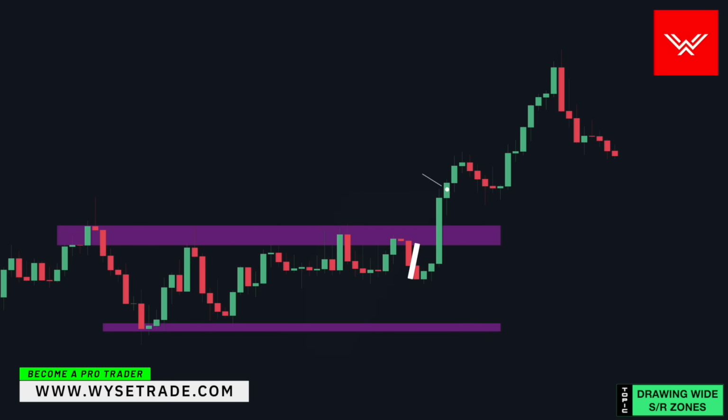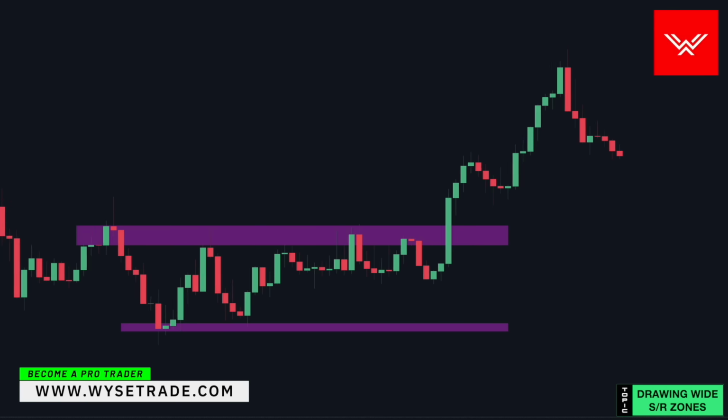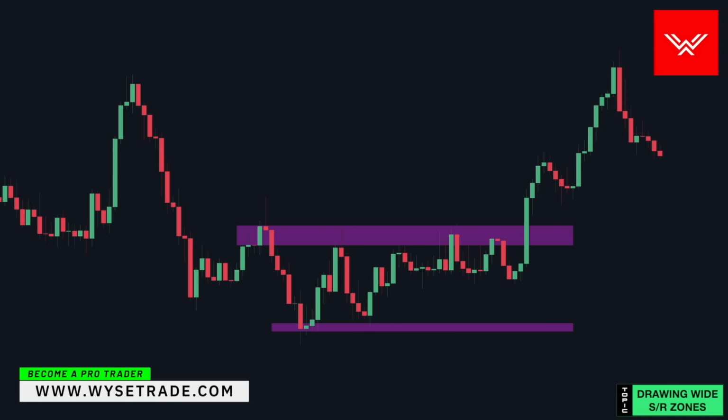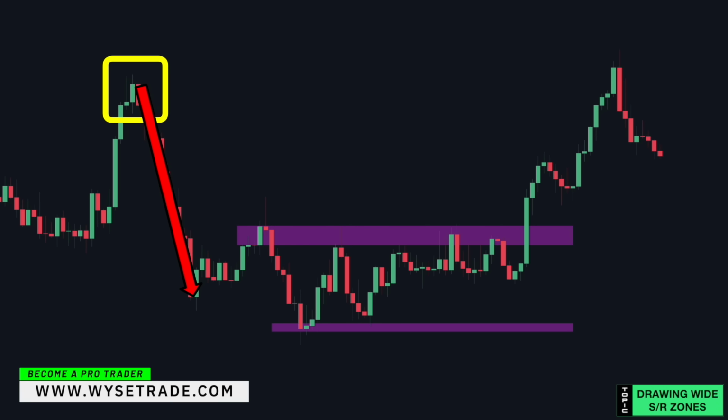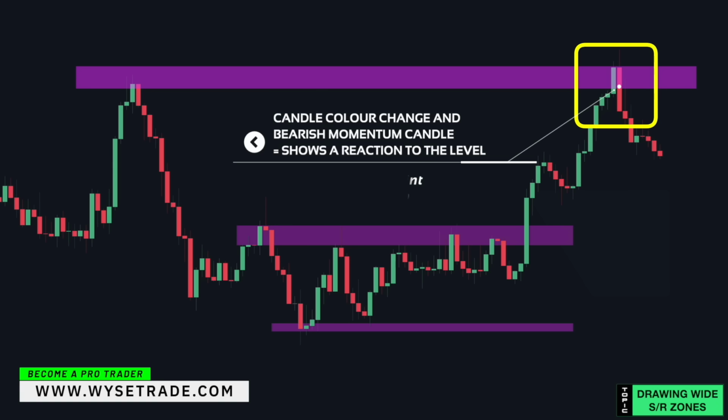But now, once price breaks through the swing high, you have entered uncharted territory without any recent key levels in sight. This is then when you would zoom out and look a bit further back to see if there is a key level, which you have through this reversal point and level here. Once price hits the level, you had a candle color change and a bearish momentum candle, which means you can use this as an exit point or for a short trade setup.